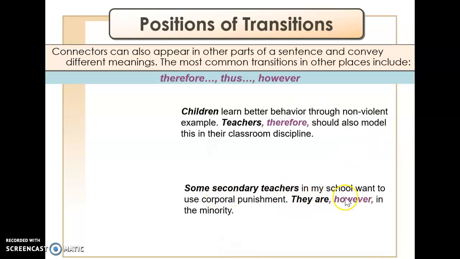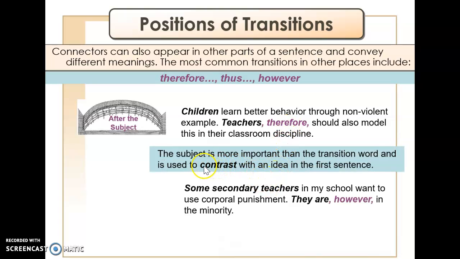Some secondary teachers in my school want to use corporal punishment. They are, comma, however, comma, in the minority. So let's take a closer look at these two sentences here. So a transition can come right after the subject in a sentence. And what is happening there is that the subject is receiving more emphasis and it is considered more important than the transition word or the idea of result here in this sentence. And it is usually used to contrast an idea in the first sentence.